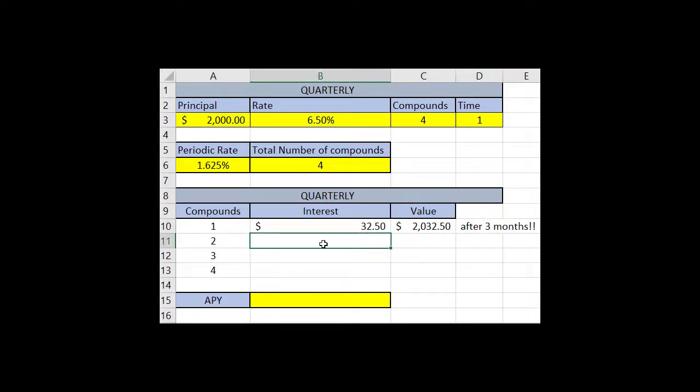So now for the second 3 months, we're going to find interest on the new amount that we have, which is $2,032. So that's the new amount that we have. And we're going to multiply that by our periodic rate, and we're going to get interest for the second 3 months, which is $33, which is a little bit more because we have a little bit more in the bank because it's being compounded.